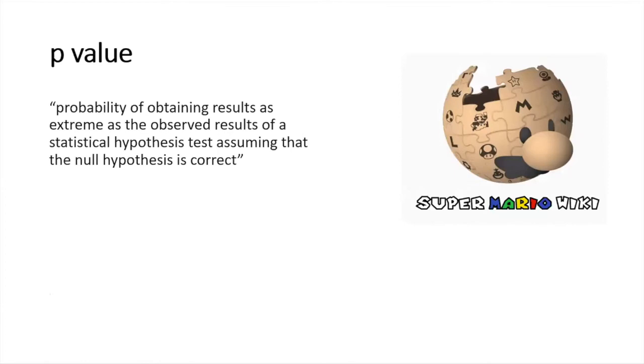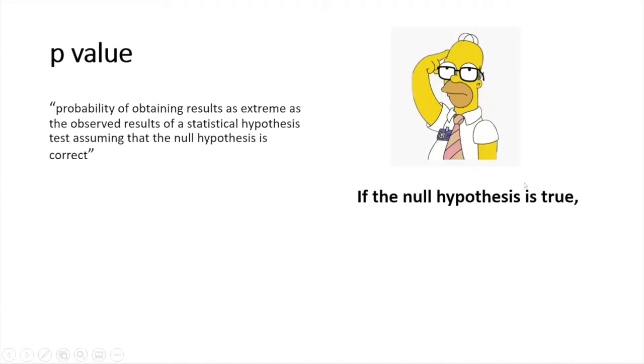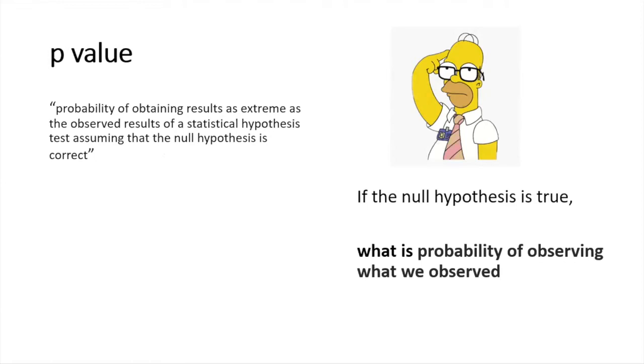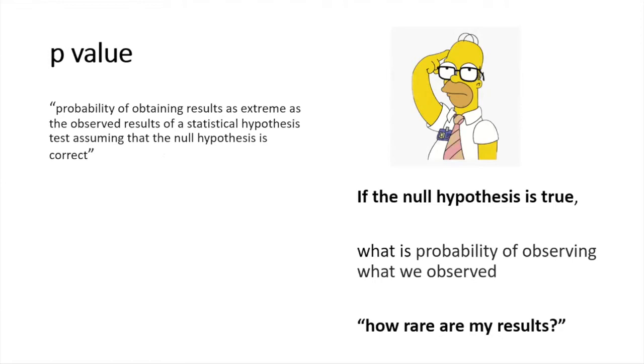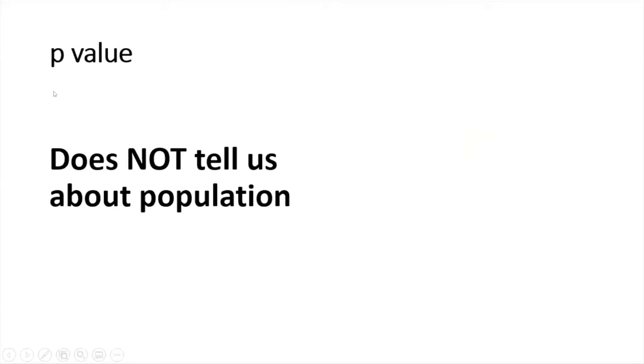If you go to Wikipedia to look for the definition of p-value, this is what you get, which frankly, even I can't make head or tail of. So I go to the most clever man I know to make sense of what p-value is, or p-values. And this is it. P-value starts with: if the null hypothesis is true, what is the probability of observing what we have observed? Or, if the null hypothesis is true, how rare are my results? Essentially, the p-value tells us the probability of the result under the hypothesis, if the hypothesis is true. It certainly does not tell us about the population.